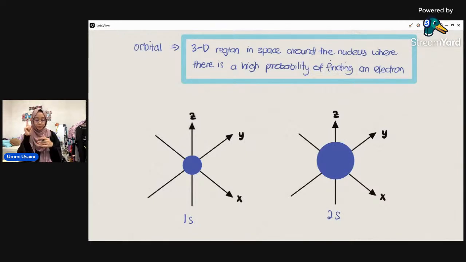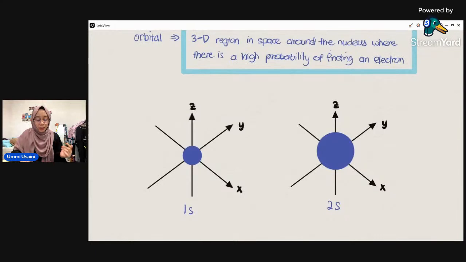Okay, so ada beberapa shape sebenarnya untuk orbital kita. Okay, so kita ada belajar S orbital. Okay, so kalau S orbital, shape dia adalah spherical. Okay, but then apa sebenarnya beza 1S dengan 2S ni? Dua-dua shape dia spherical, but then they differ in terms of apa?